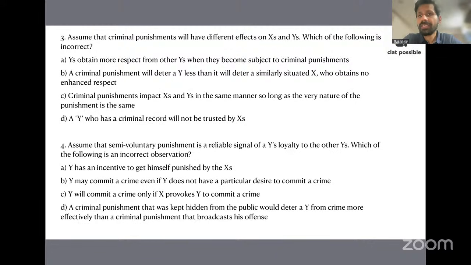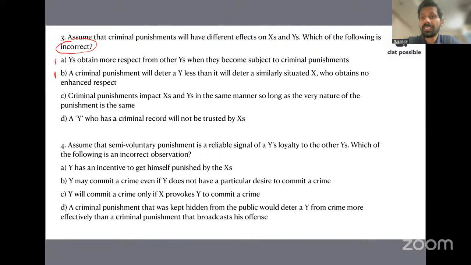Assume that criminal punishments will have different effects on X's and Y's. Which of the following is incorrect again? A: Ys obtain more respect from other Ys when they become subject to criminal punishments. Okay, so that aligns. B: A criminal punishment will deter a Y less than it will deter a similarly situated X who obtains no enhanced respect. Yes, that also aligns with what is given to us in the passage.